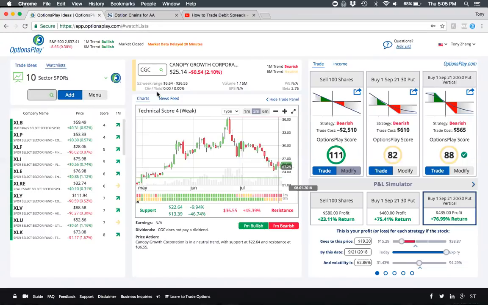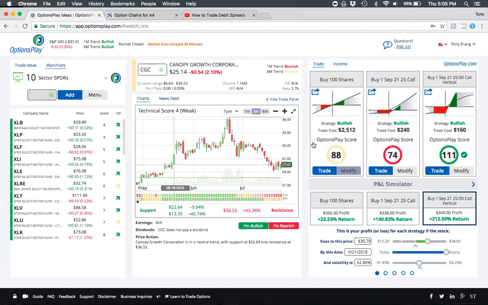So CGC bullish. Let's take a look at bullish opportunities on CGC. As you can see, I can buy 100 shares of that stock, which would cost me $2,500. Buying one call option costs $240, so exactly 10% of the underlying cost, or this call spread costs $160. So about 6% of the underlying price. That's a substantial saving from buying that spread versus an outright call.